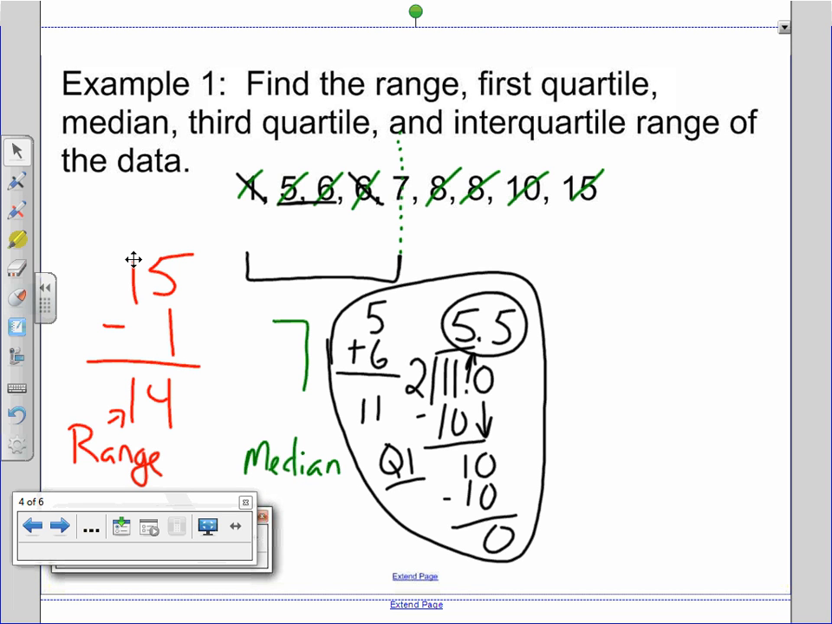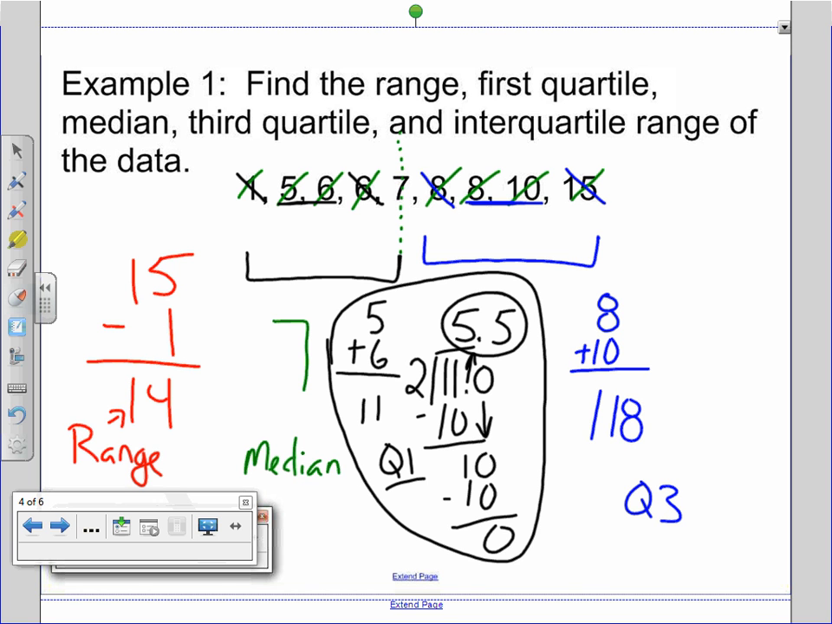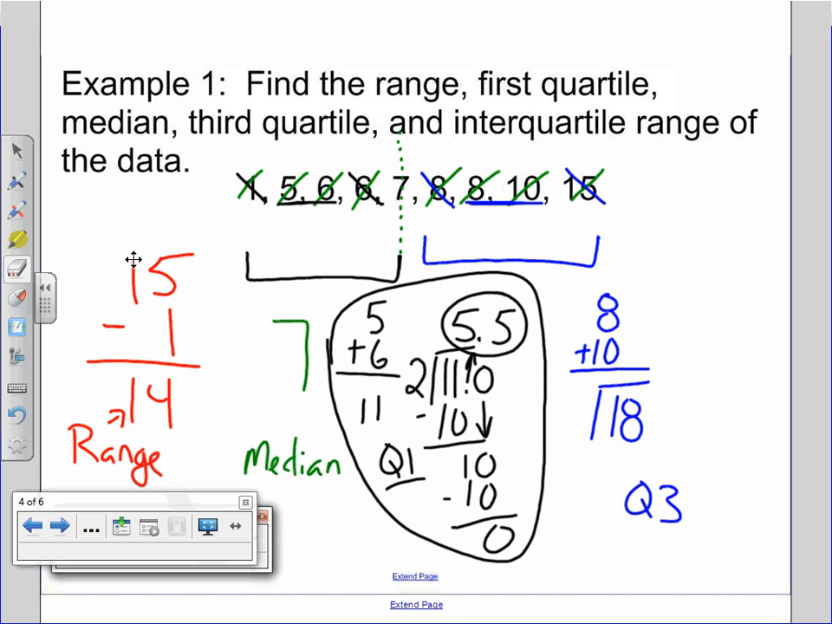Now to find Q3, same process. I'm going to look at the second half of data, which is right here, and I'm going to do the same thing. I'm left with 2 in the middle. Whenever you have the 2 numbers, you add them together. And 8 plus 10 is 18. Divided by 2. Let me write this in a little different spot here. There we have room for our numbers. And the nice thing about this is we know that 2 times 9 is 18. So our Q3 then is 9.